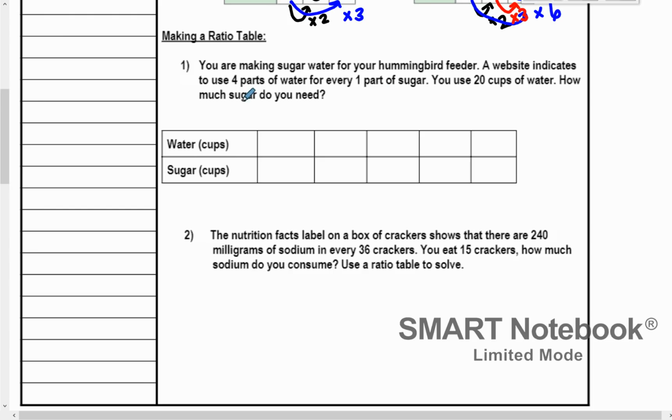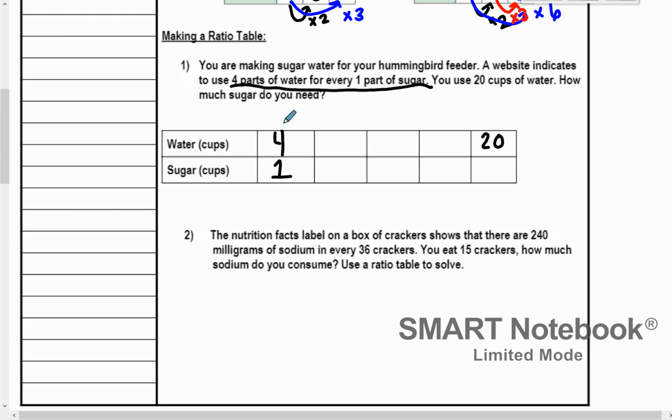Okay. So we have 4 parts of water for 1 part of sugar. We're always going to fill in with the ratio they give us, that first column. So we have 4 parts of water, so make sure the 4 matches the water, for 1 part of sugar. Make sure the 1 matches the sugar. All right, we use 20 cups of water. So we want to get to eventually 20 cups of water.